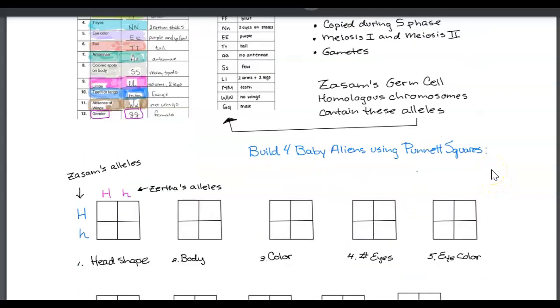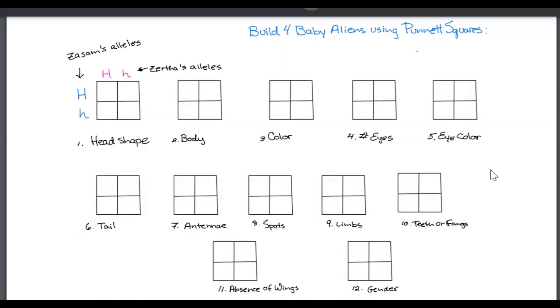And so what you see here is what we're going to do next. What these things are called here are Punnett squares, and there's the name up here. For each one of the traits, I showed you here by number. So here's head shape, the head shape trait. And here was Zertha's allele. She had the big H, little h for head shape. And so did Sazam. He also had an allele for the dominant form and the recessive form. And so we're going to use this Punnett square to actually build these aliens.